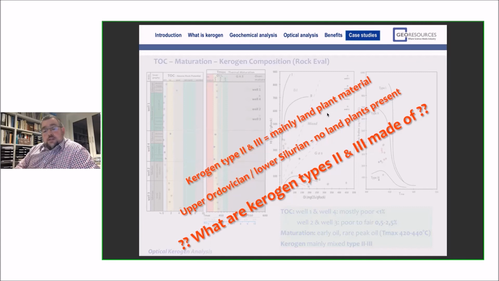And all this terrestrial plant stuff is not available in the upper Ordovician and lower Silurian because we have no land plants. So what is this kerogen really made of? Why do we have such a strong kerogen type 2 and 3 signature? Also, we have no real type 2 and type 3 kerogen at that time. How does this work together?